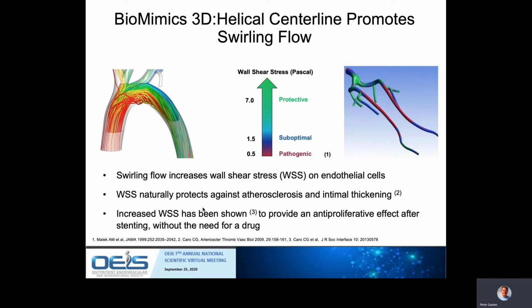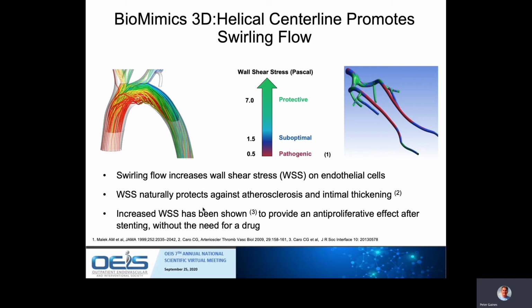Blood flow around the body is well known to be laminar, but in fact it's more complex than that. Within the aorta and proximal branch vessels, the blood flow has a helical nature and is referred to as swirling flow. That swirling flow increases the wall shear stress on the endothelial cells. Wall shear stress can conceptually be thought of as the velocity of blood acting against the endothelial cell.